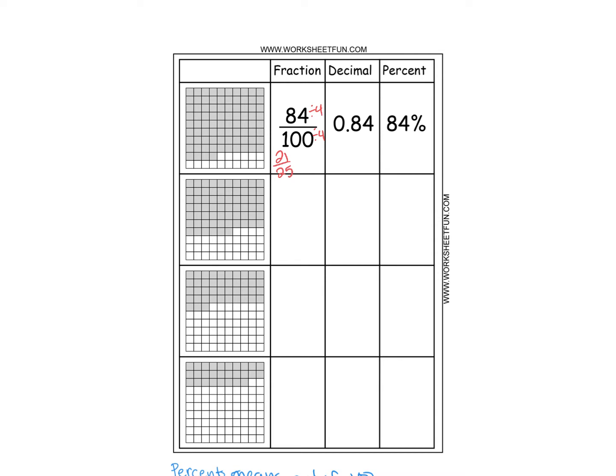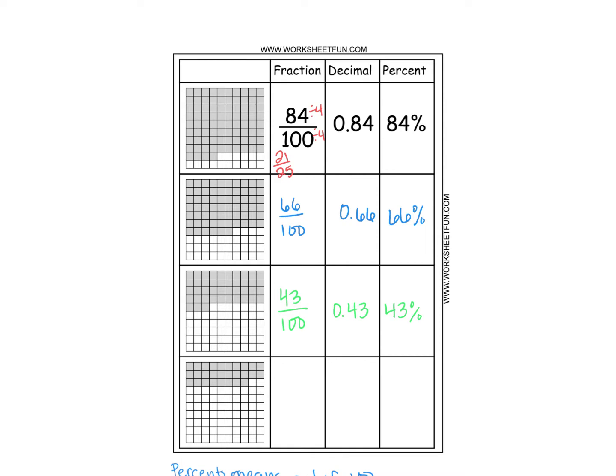So let's look at this next one. How much is shaded? There are 66 out of 100 shaded. So that's 66 out of 100, which is read as 66 hundredths. Since percent means out of 100, that means there's 66% of that whole shaded. What about the next one? How many are shaded? There's 43 shaded out of 100. So 43 out of 100, which is 43 hundredths. So what that means is 43% of that whole is shaded.